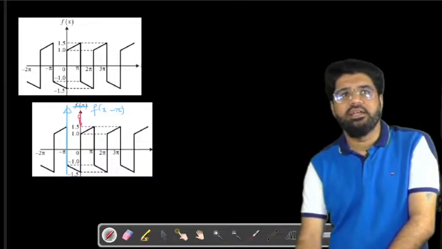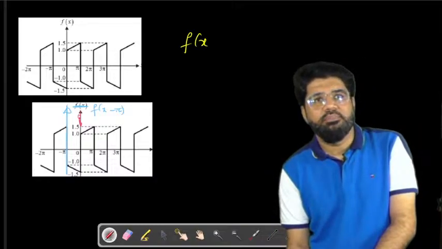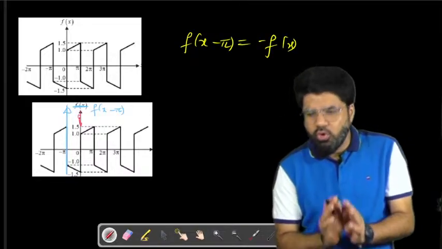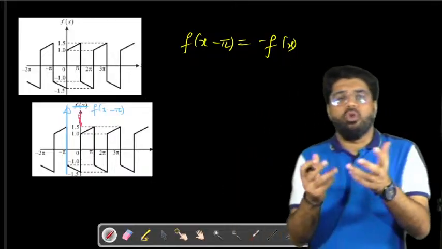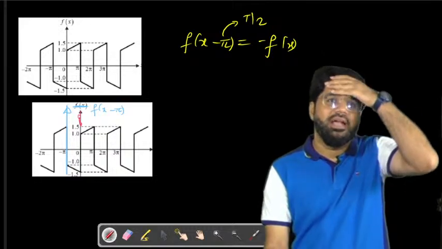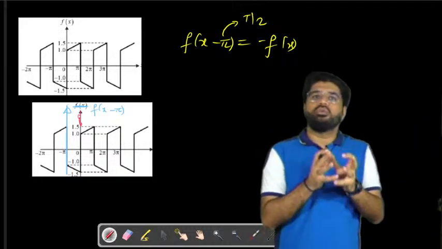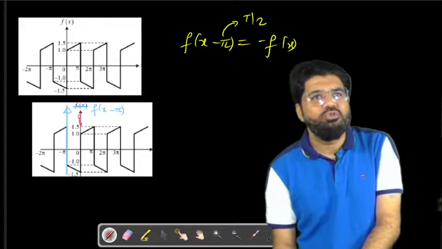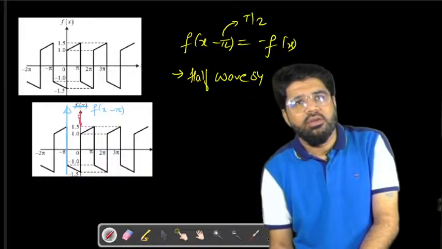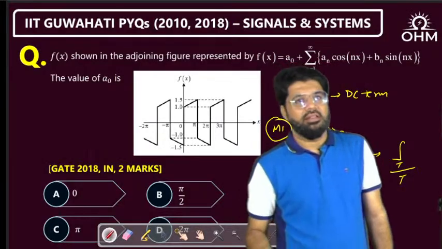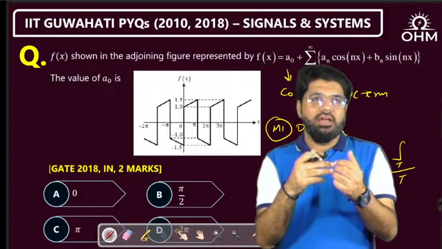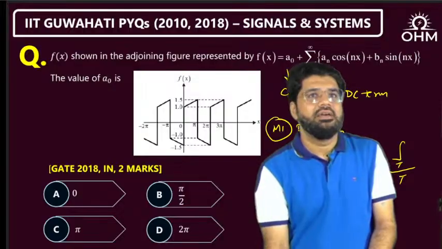So what I am able to say is that when I shifted by half the period, f(x - pi) is just the negative of f(x). Those of you who know half wave symmetry don't have to draw it; I am drawing it for your convenience. Pi here is T/2 because the time period of the waveform is 2 pi. When I shift by half the period, the values are just opposite in sign.